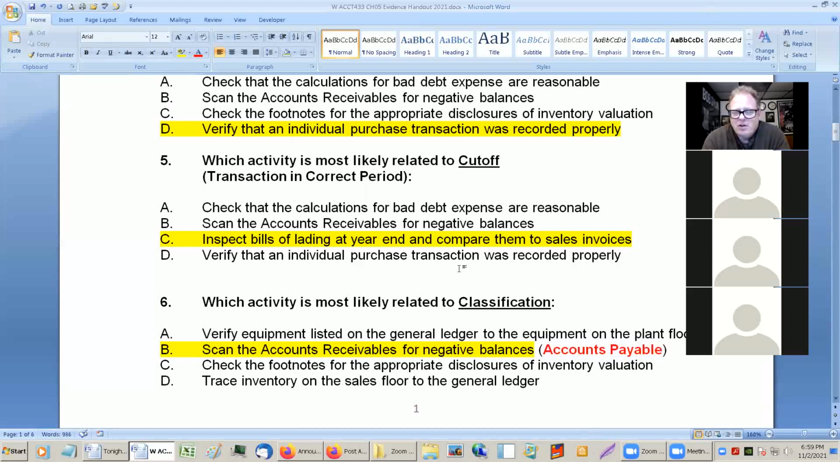So that would be a classification. So even though they classify it as accounts receivable and it's in their accounts receivable system, it's really not accounts receivable. It should be classified as an accounts payable.